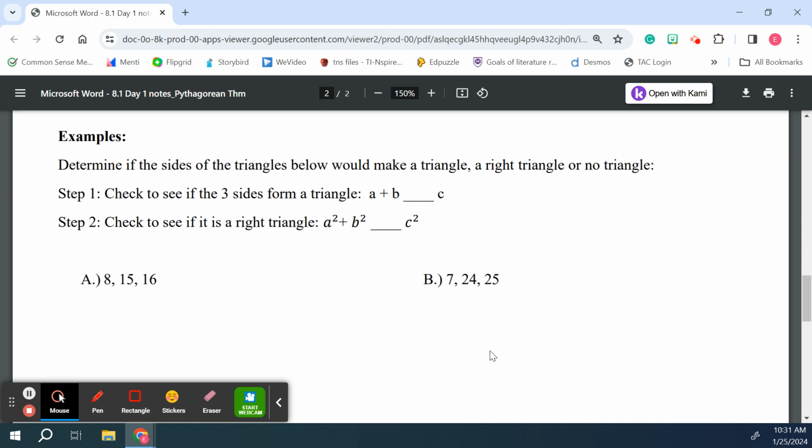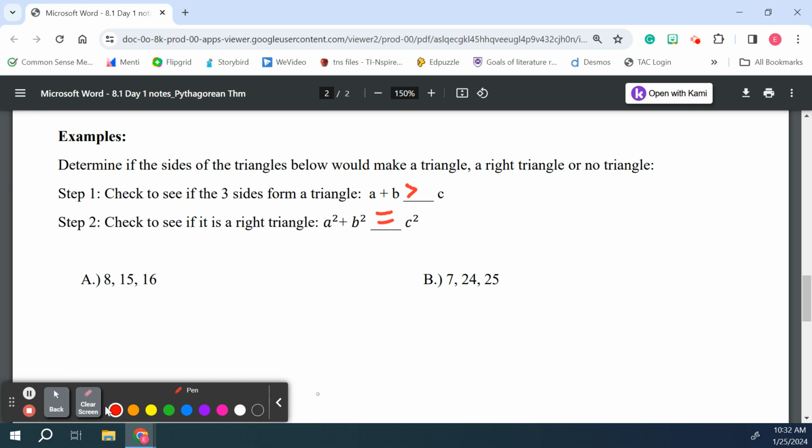All right, so determine if the sides of the triangle below would make a triangle, a right triangle, or no triangle. So step 1 is to check if the 3 sides form a triangle, so A plus B has to be greater than C, and then check to see if it is a right triangle to make sure that these two are equal. If it's not equal, then it's not a right triangle, but it could still be just a triangle.